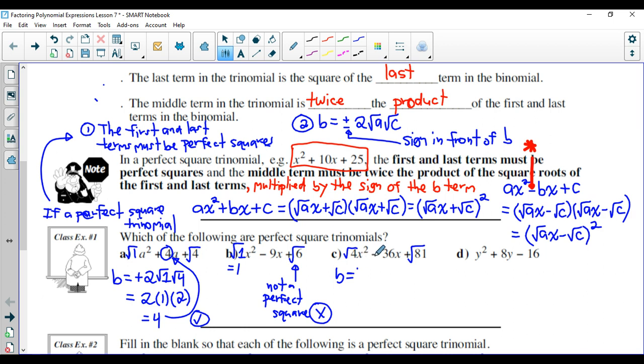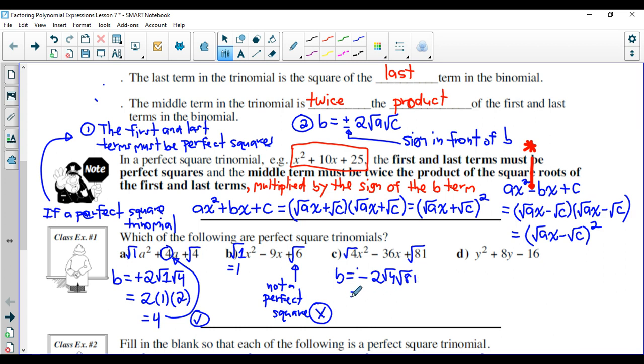Okay, so first of all, whether you pick plus or minus depends on what the sign is in front of b. So here the sign in front of b is a negative, so I'm going to write down negative, and then let's test this. So we'll go negative 2 times the square root of a, which is the square root of 4, times the square root of c, which is the square root of 81.